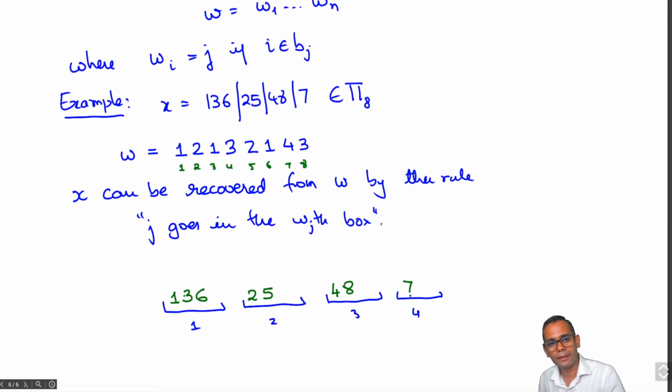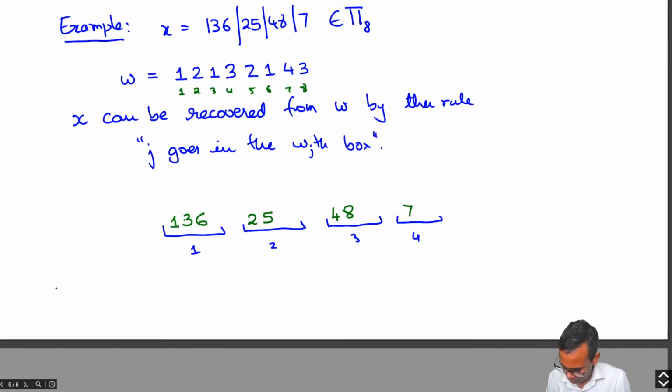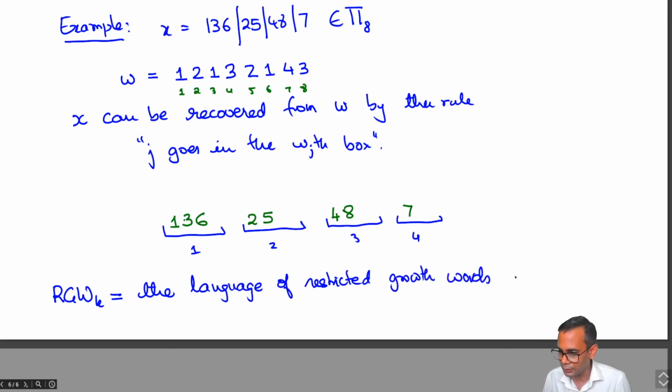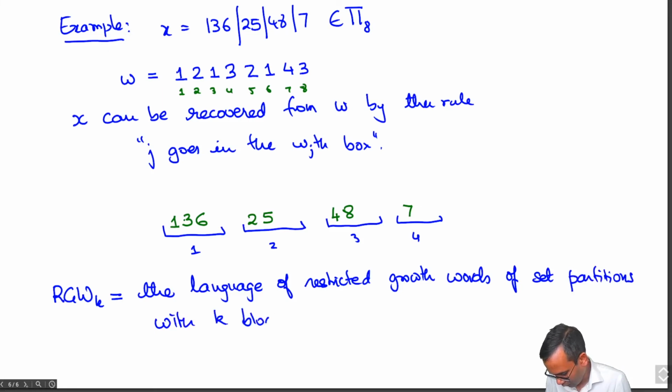So you can recover a set partition from its restricted growth word. So if we want to count set partitions, we just have to figure out what the possible restricted growth words are. We can think of this as a language. So I'll say RGW_K equals the language of restricted growth words of set partitions with K blocks. Now here we allow n to vary, and the length of the restricted growth word is n, the n of which we are taking a set partition.